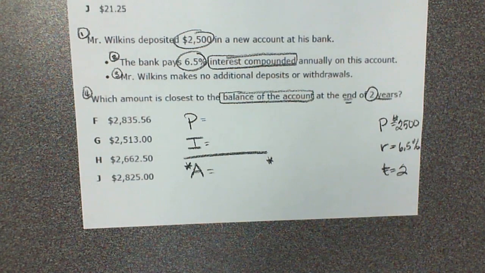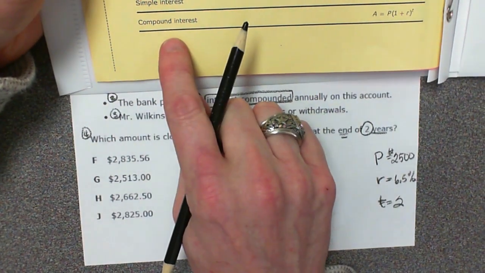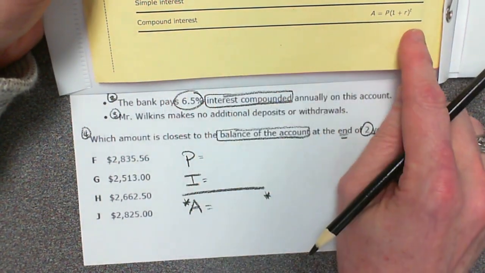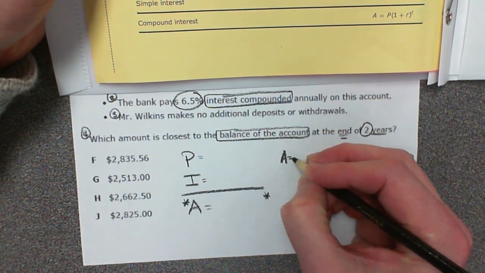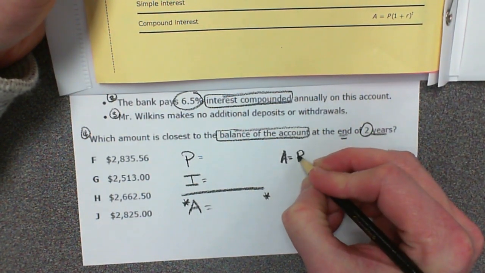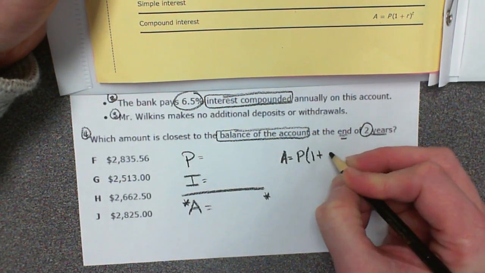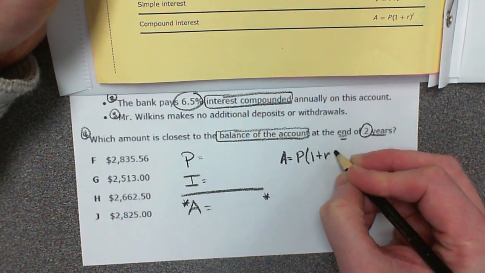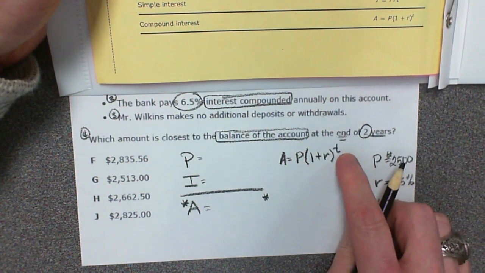Now we're going to go to our formula chart. Which formula are we going to use? We're going to use compound interest. And we're going to bring in our formula. We're going to write it just as it is: capital A equals capital P, open parentheses, 1 plus R, which is our rate, close parentheses, to the power of T, whatever the number of years is.